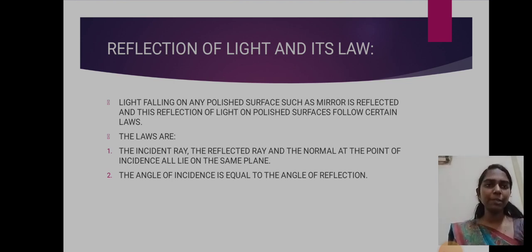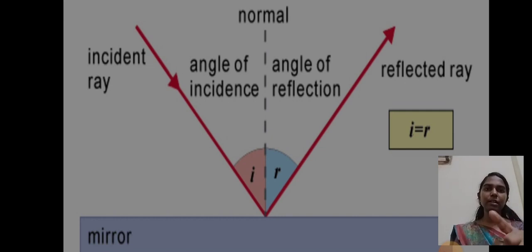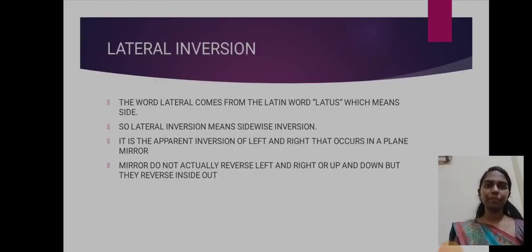So we can see this image. See here, the light is falling on a plane mirror and then it's getting reflected, and see the angles, they both are the same. So the incident ray, the normal and the reflected ray all lie in the same plane, and the angle of the incident ray is equal to the angle of the reflected ray.